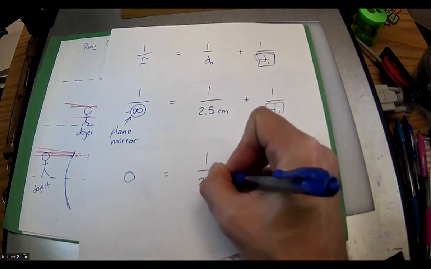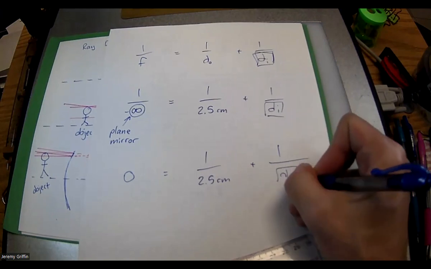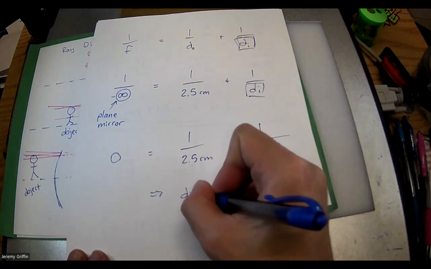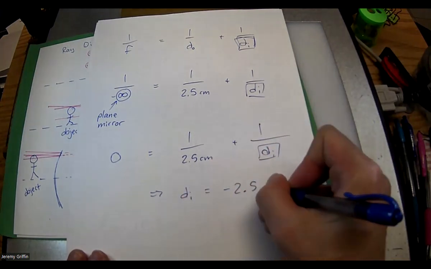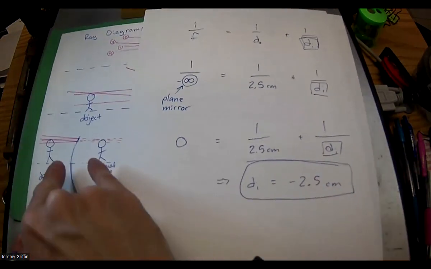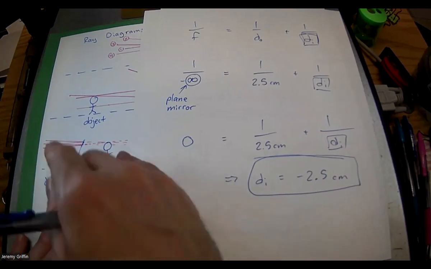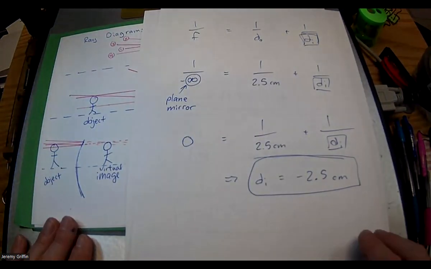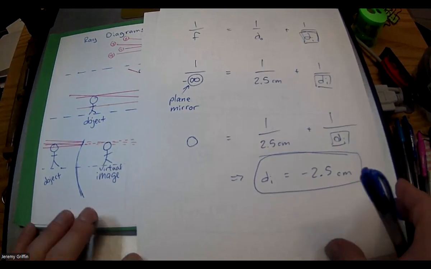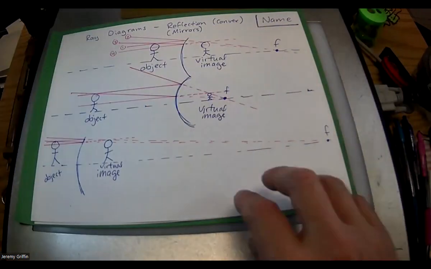So 1 over 2.5 centimeters plus 1 over the image distance. Now, either by symmetry or you could do the algebra, you're going to get the image distance is -2.5 centimeters. Which just means that the image is the same distance from the surface as the object, just on the opposite side, which pretty well aligns with that picture. Okay, everybody good? So we've got a graphical approach, but we also have an equation approach to tell us where the reflection is going to be.